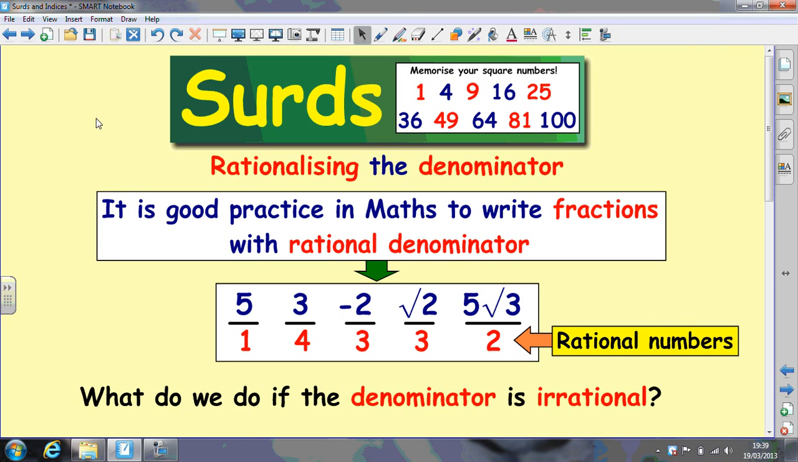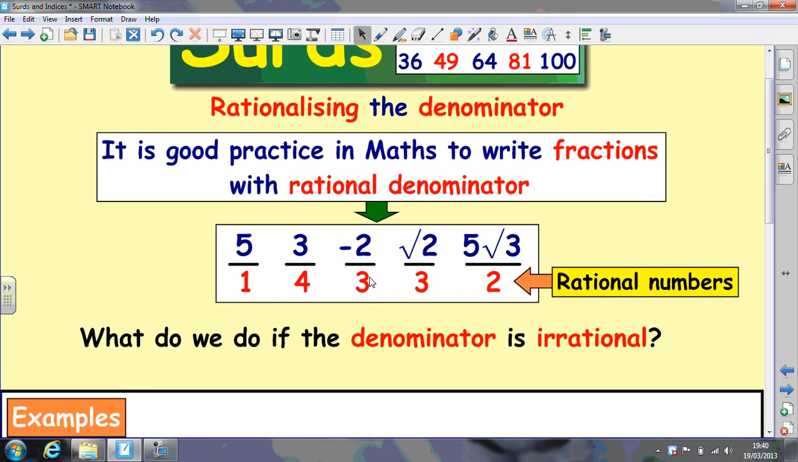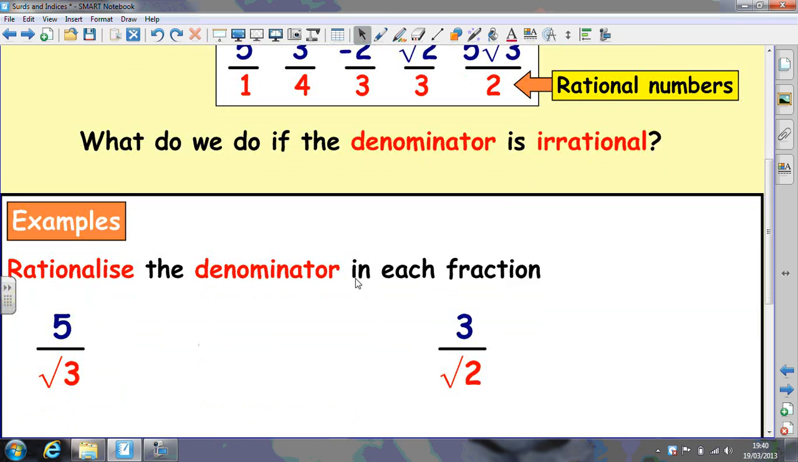So let's look at rationalising the denominator. So it says here, it's good practice in maths to write fractions with rational denominators. Values in the bottom of the fraction as whole numbers, if you like, 1s, 4s, 3s, 2s, 6s, 8s. So if it's not rational, we have to be able to turn it into a rational number, i.e. it's good practice in maths to do this. So let's have a look at how to do that.